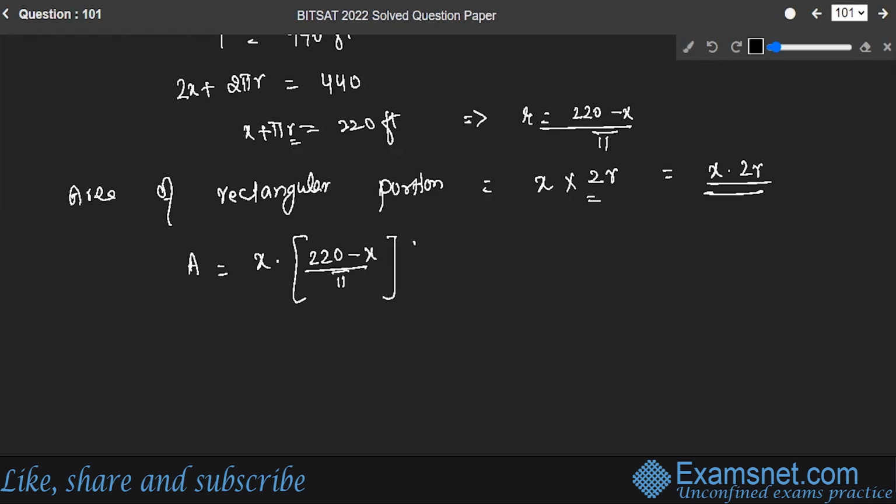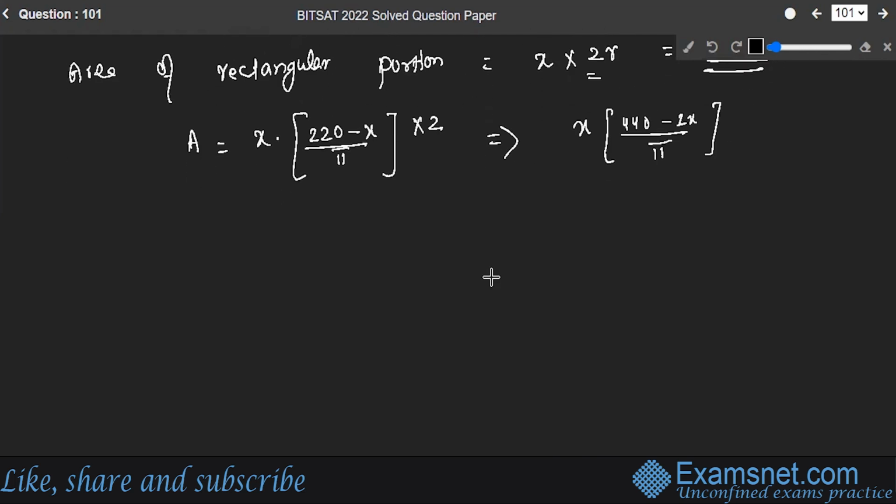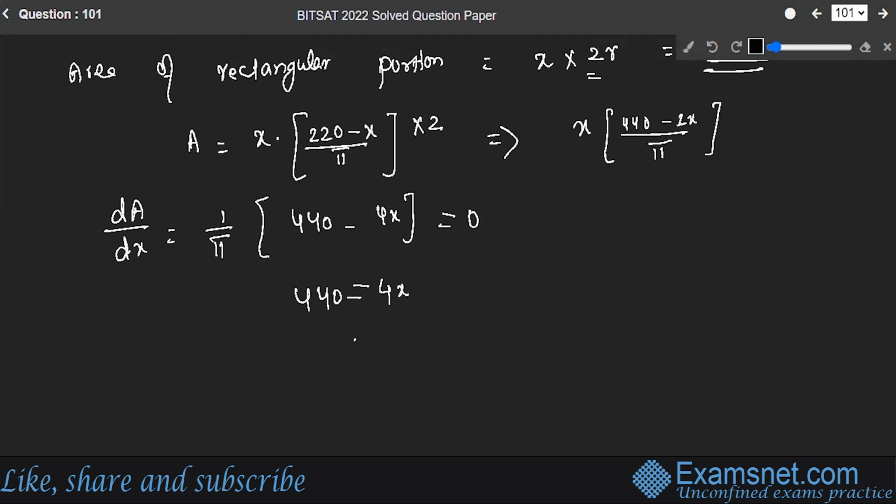This is equal to x into (440 minus 2x) upon pi. Now, it's said for the area to be maximum, let's find out the first derivative with respect to x. So dA by dx will be equal to 1 upon pi, taking it outside, and this will be 440 minus 4x. Now this should be equal to 0. That gives you 440 is equal to 4x, or x is equal to 110.